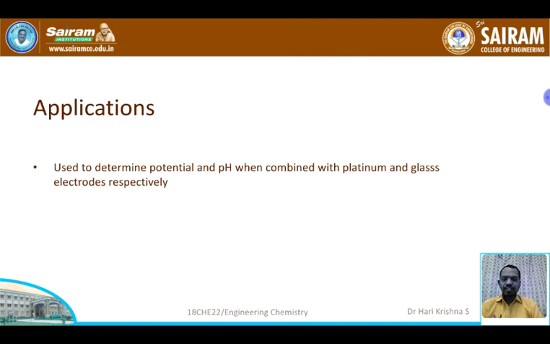Nowadays, instead of using two separate electrodes, the Calomel electrode and the glass electrode, we are getting a single combined Calomel glass electrode. And in the next discussion, we will see the determination of pH using the glass electrode and ion selective electrodes.